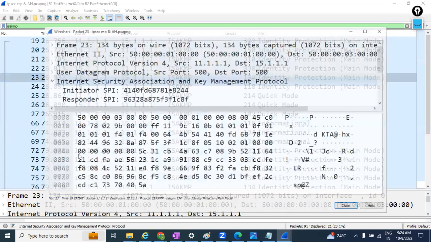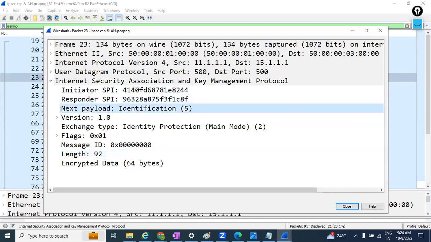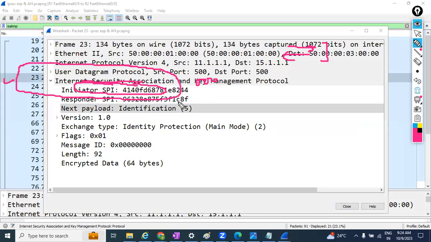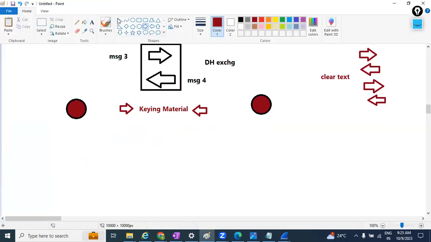Now if you open the 5th packet here, and see up to length, what do we have? The ISAKMP header. But in the next payload, what is the concept here? Identification here. Where is the identification? No idea exactly, because now the data is encrypted. So from the 5th packet onwards, up to 4 it is in clear text. And now we have the 5th packet or 6th packet.